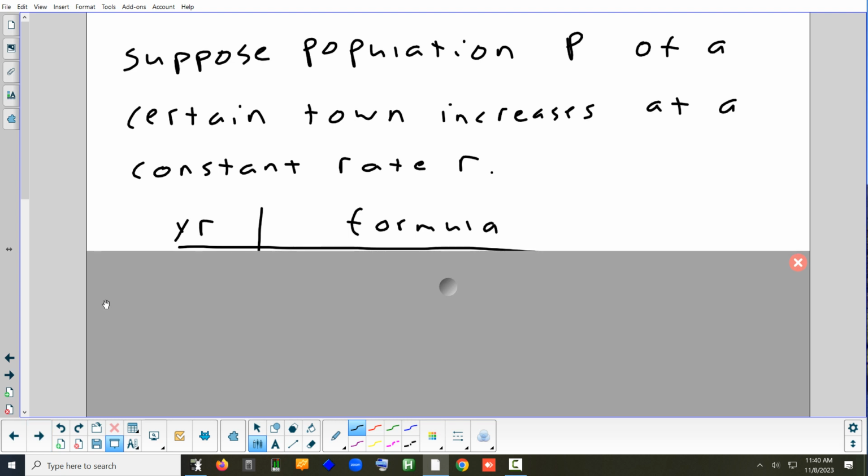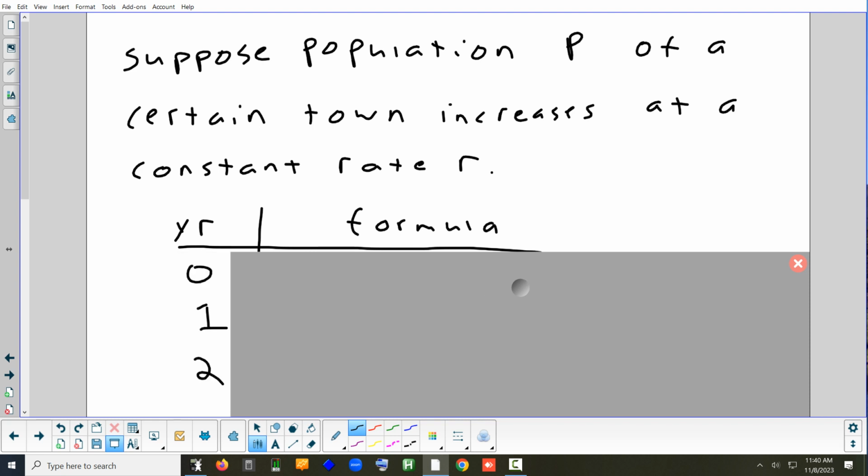Okay, so what I want to look at here is getting towards what we call an exponential growth formula. So this is going to be about a population of a town increasing every year at a rate of r. The rate would be a percent, like 2%. Anytime you have something that goes up by a percentage every year or every month, that's exponential. Increasing by a percentage is exponential.